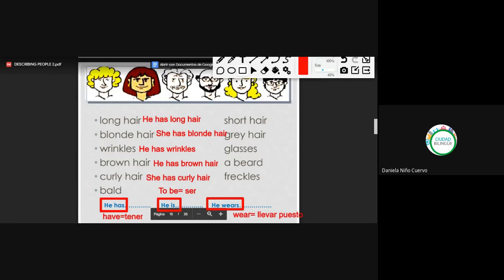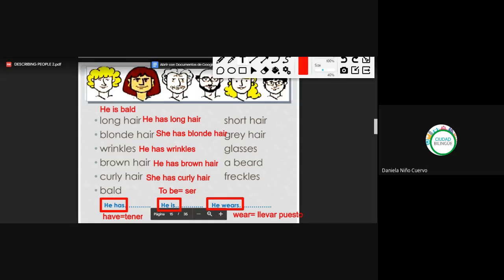Yes. Now, look at this. Bald. Bald. ¿Con cuál verbo decimos que alguien es calvo? Question for Lore, please. He is bald. Very good. Acá ya utilizamos el verbo to be, yes? Como en el español. Él es calvo. O él está calvo. He is bald.